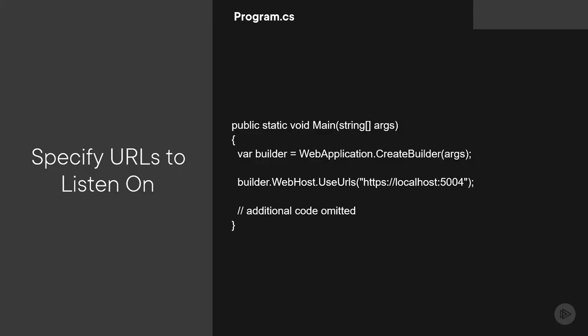One way to specify the URLs your app will listen on is to use the UseUrls method on the web host in Program.cs. With this approach, you can add a comma-separated list of URLs. Just make sure they all include HTTPS.